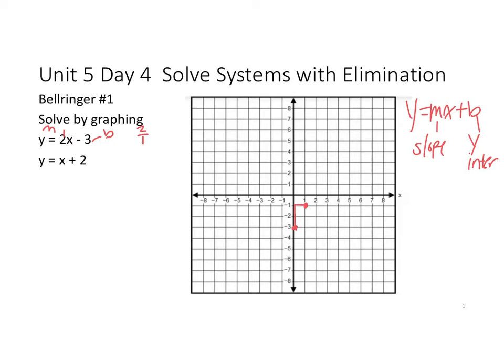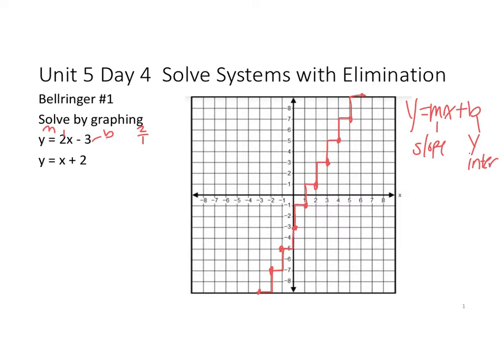Then I'm going to do the whole board. So up 2 to the right. Then I'm going to go down 2 to the left. So it'll be negative 2 over negative 1.